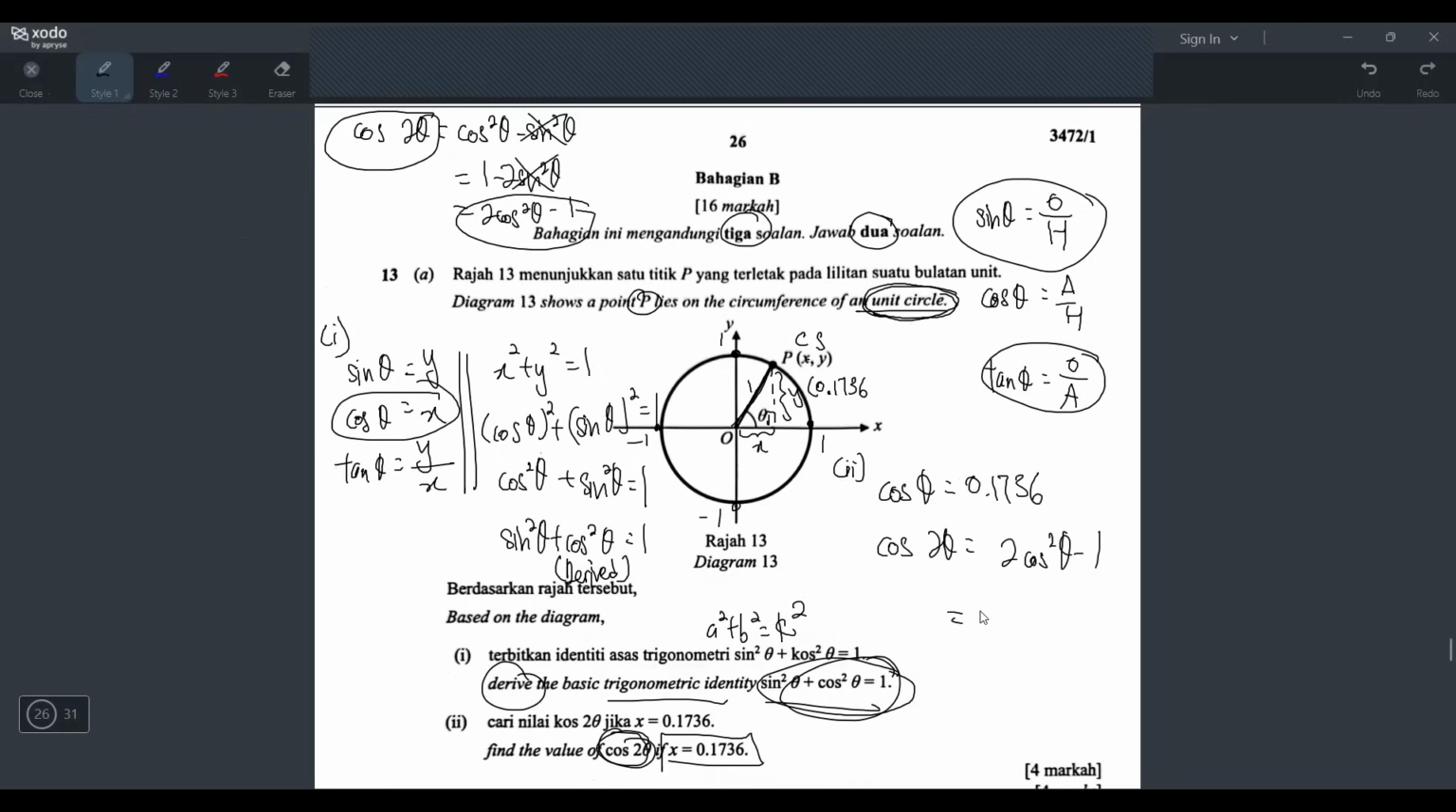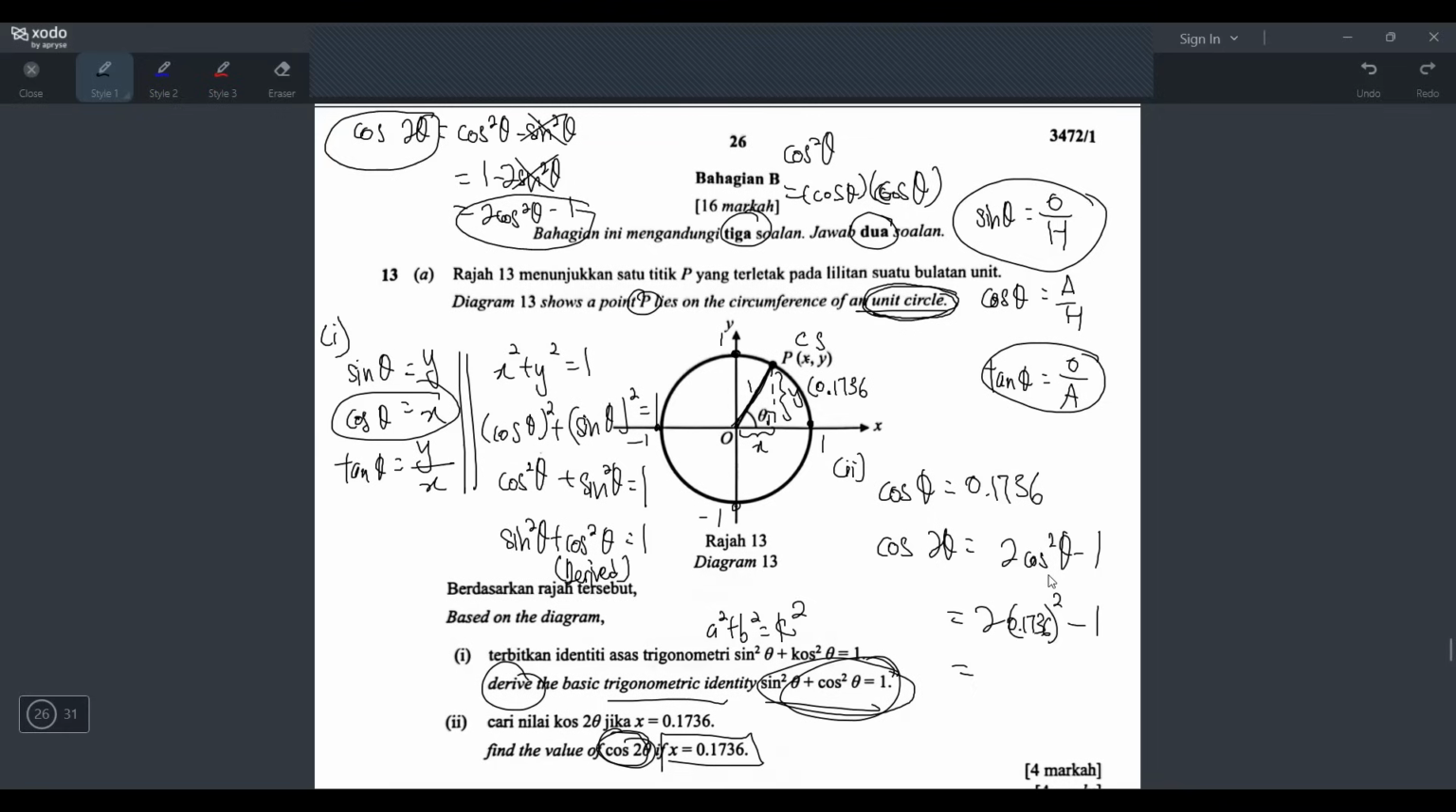And we all know cos square theta means, what is cos square theta? Cos square theta means cos theta multiply with cos theta. That's what it means. So what I can do here is put in the cos theta answer, which is 0.1736, and then just square it, and then minus 1. Because cos square means cos theta times cos theta, it means 0.1736 times 0.1736, right? So you just square it.